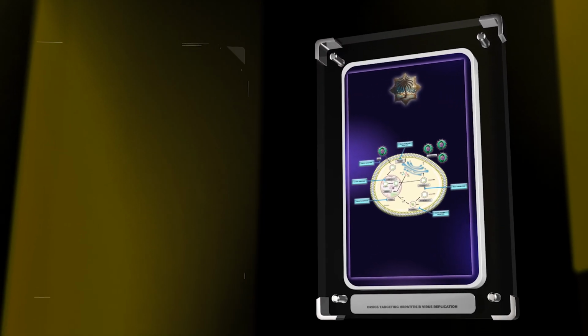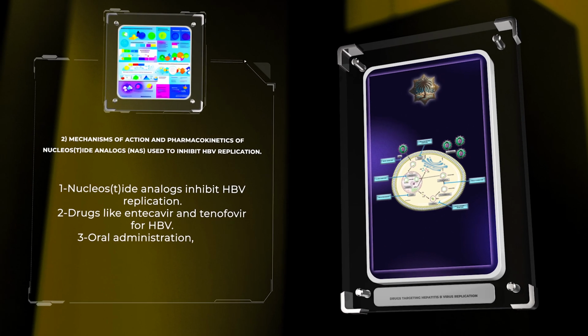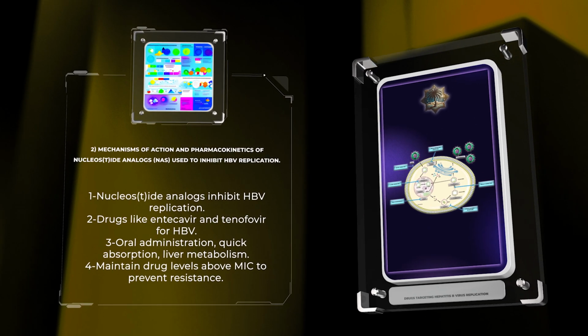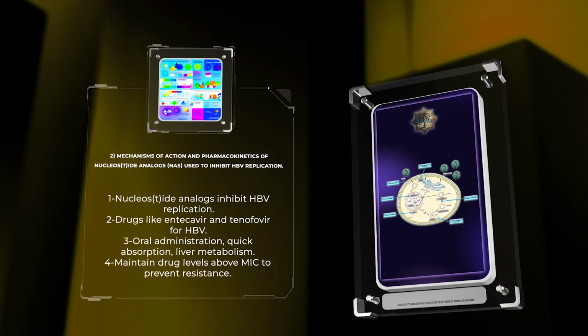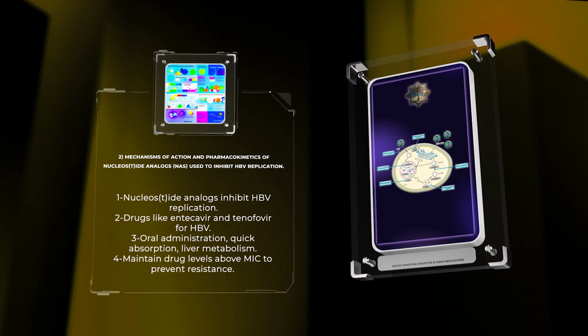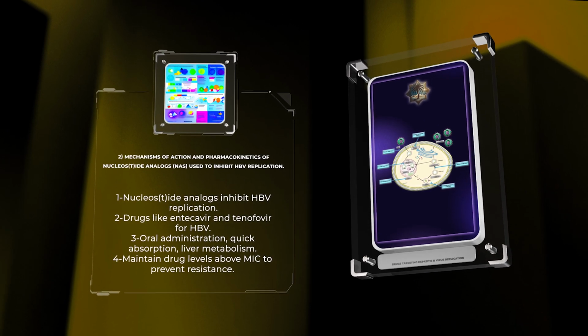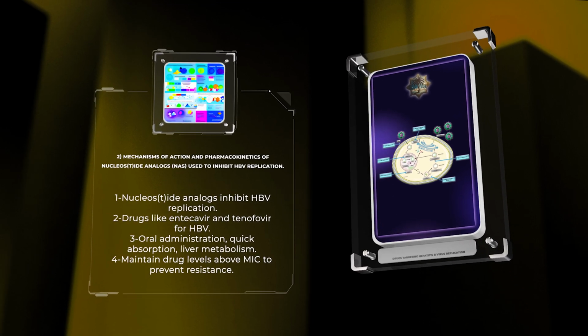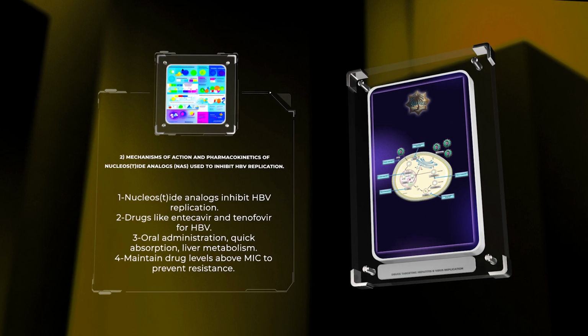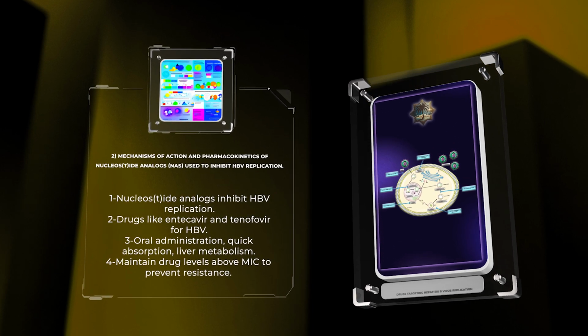Nucleoside analogs, NAs, inhibit HBV replication by acting as competitive inhibitors of HBV polymerase. Drugs like entecavir and tenofovir are mainly given orally, absorbed quickly, metabolized in the liver, and minimally excreted by the kidneys. Effective dosing maintains drug levels above the minimum inhibitory concentration, MIC, to prevent drug resistance and promote viral suppression.